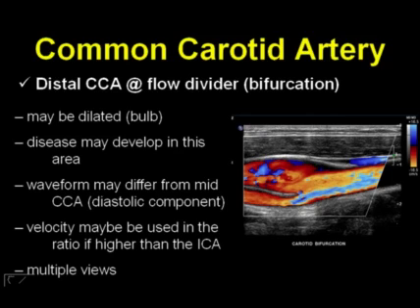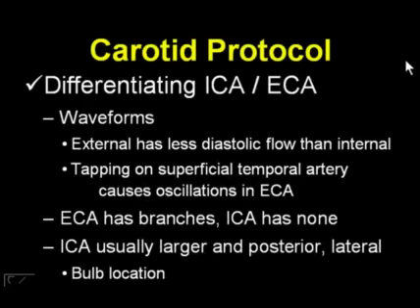The waveforms at this level may be a little bit different than those that you've acquired more proximally in terms of the diastolic flow component, and that's okay. That's something that we expect and something we don't get too excited about. Again, because the disease may be a little bit more severe at the bifurcation, if the velocity obtained at the bifurcation is higher than that obtained in the internal carotid artery, then that would be the velocity that you use in your ICA to CCA ratio. It's also important if you see plaque and disease in this area to evaluate the vessel from multiple views when you're attempting to elicit the highest velocity within that lesion.